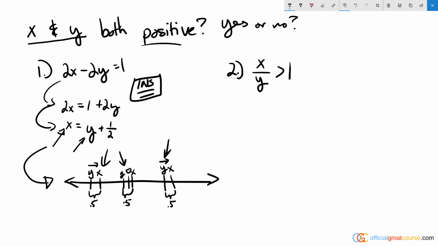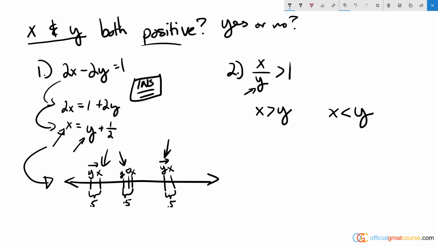Statement 2 says x over y is greater than 1. And this is a situation where you don't want to make some sort of sloppy reorganization because you don't know if y is positive or negative. So if you're going to multiply y on both sides to get x is greater than y, you're assuming that you've multiplied a positive number, because if you multiplied a negative number, you would end up with a formula that looks like this, because you have to flip the sign when you multiply or divide across an inequality by a negative.